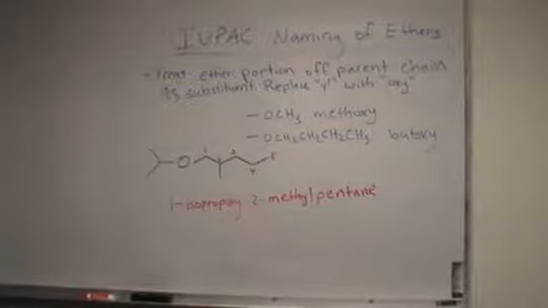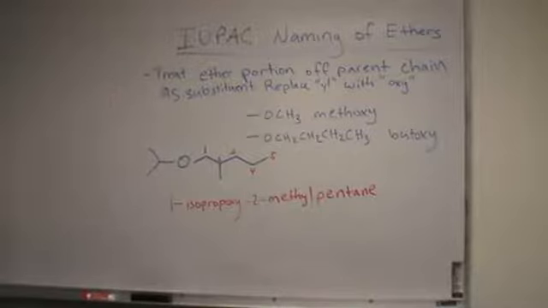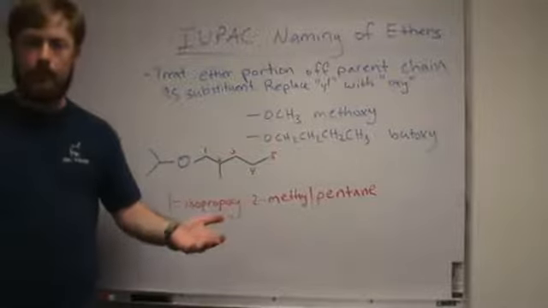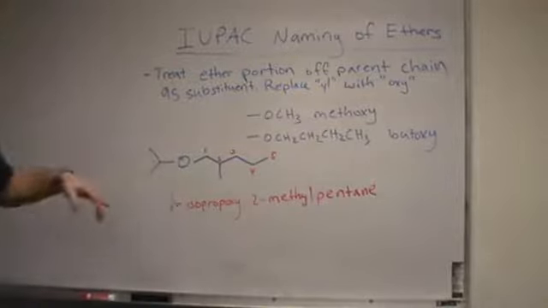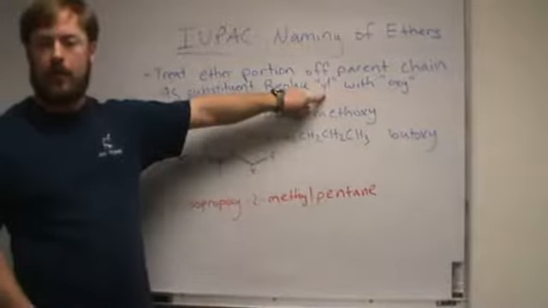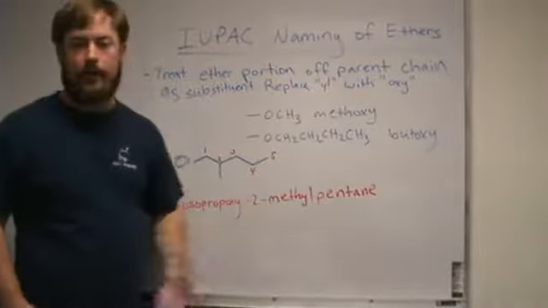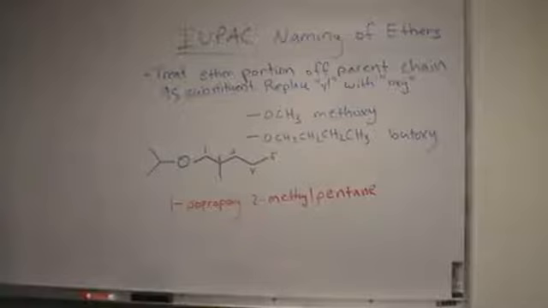Okay, now let's talk about the IUPAC naming of ethers. So what we're going to do here is we're going to treat the ether portion off the parent chain as a substituent. Usually if our substituent was a methyl group, we would say 1-methyl or 2-methyl. Now, since it's an ether, we're going to replace the -yl portion of methyl or ethyl with -oxy, so that we let everyone know that it's not an alkyl substituent, but an ether substituent.